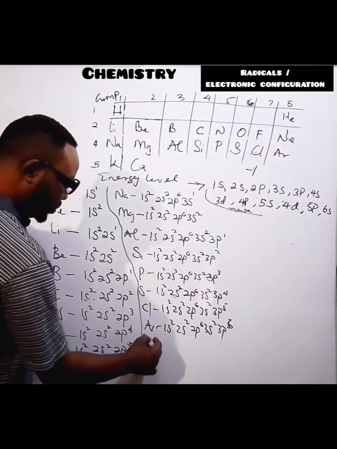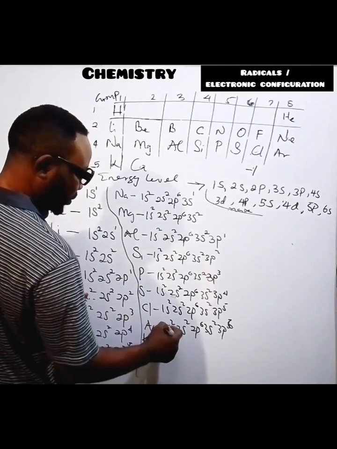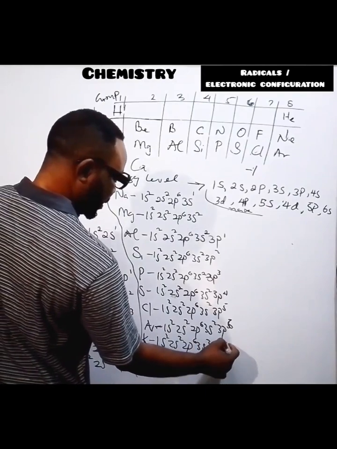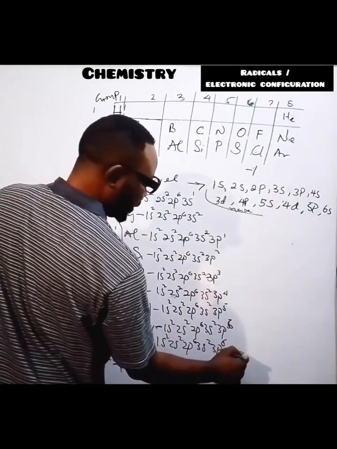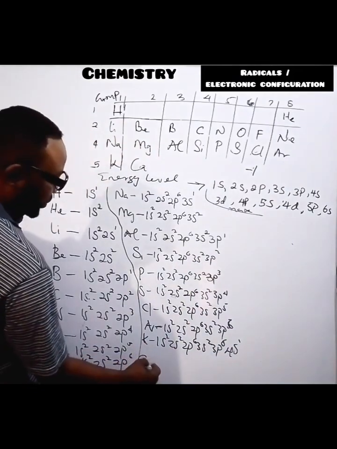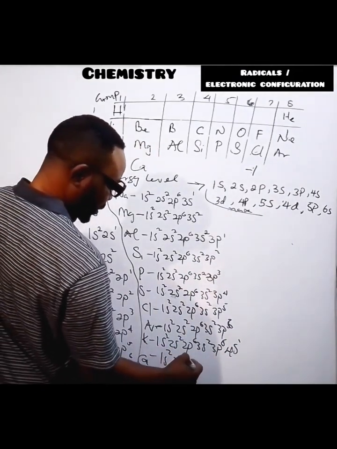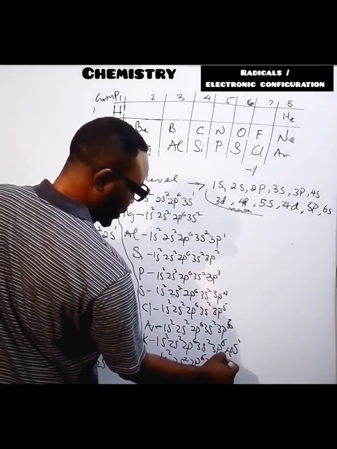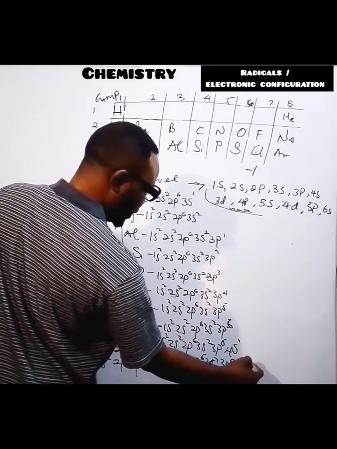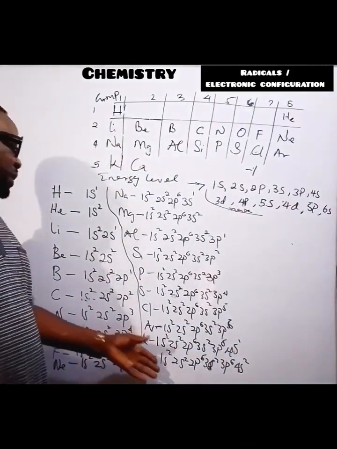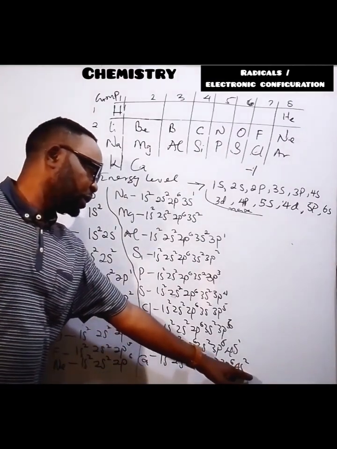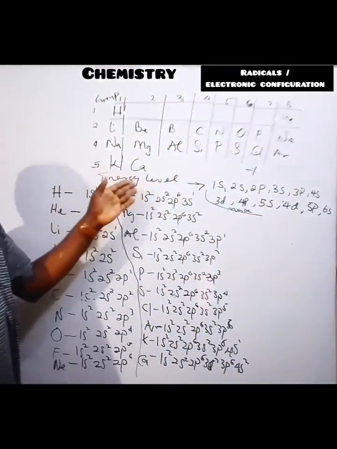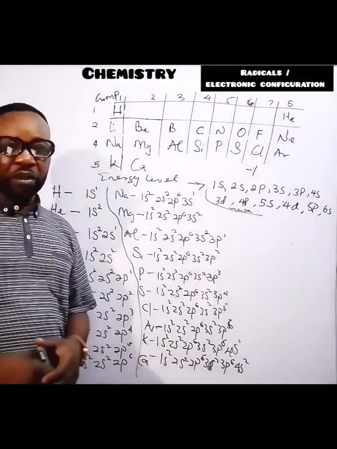Potassium is 1s2, 2s2, 2p6, 3s2, 3p6, followed by 4s1. Calcium is 1s2, 2s2, 2p6, 3s2, 3p6, 4s2. Now, you can see that the 4s2 is the last value that we have there. So it stops here. The first 20 elements of their electronic configuration stop at that level.